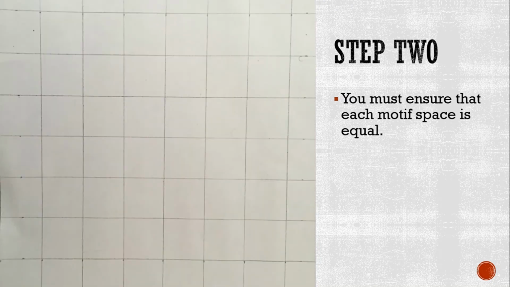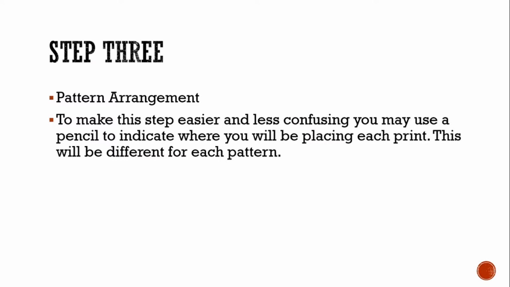Alright, so here's what it looks like when I was finished. So you must ensure that each of them have the same space, equal squares, so that when you're doing your motif application, you don't run into problems because of inconsistencies where your spaces are concerned. Alright, so step 3, now you make your pattern arrangement. Now for me, I did not mark the areas that I will be using because I have a good memory as to where I will be putting my patterns.